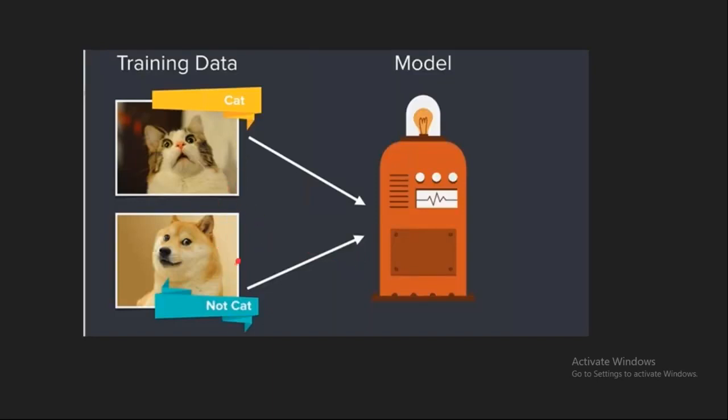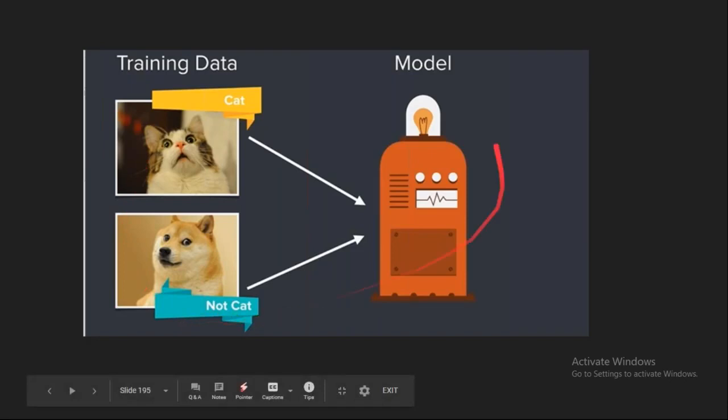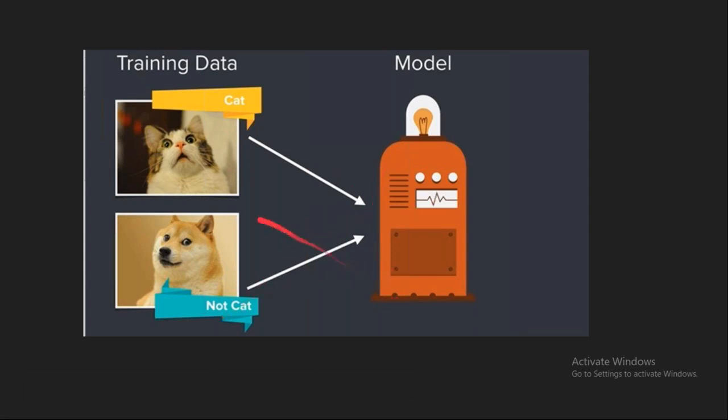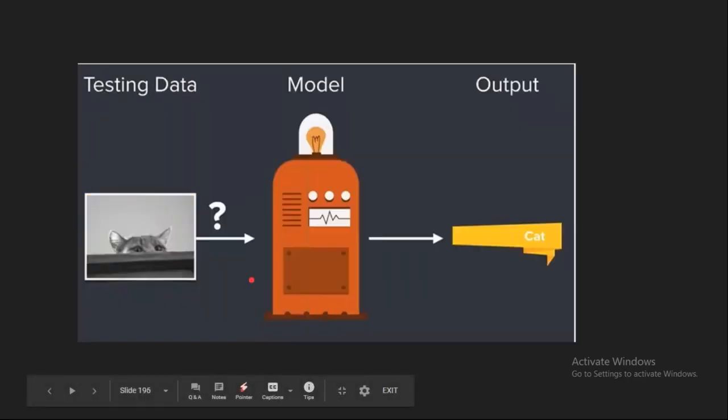Let's say we have training data, and we have some pictures of cats and some pictures of dogs. We want to build a model in such a way that when we feed it the data for the cat and the data for the dog, our model can detect whether the image we have fed is an image of a cat or a dog, or not a cat, I would say.